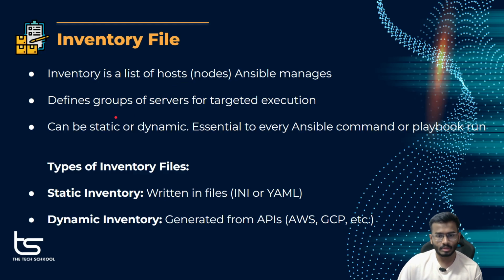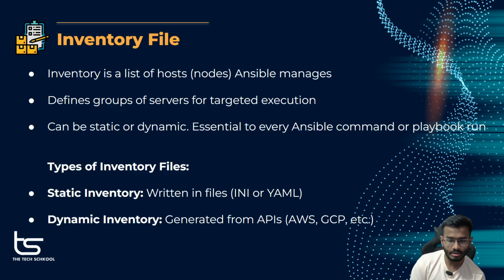If we want to manage A, B, C, and D nodes, these nodes will be listed with their corresponding information inside the inventory file. So we can define this group of servers for targeted execution. And this inventory file can either be static, that is, you can hard code it, or it can be dynamic. These static files can be written in two formats. We will discuss which two in the next slide.